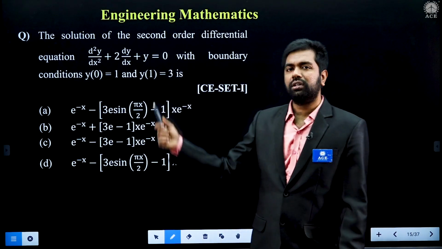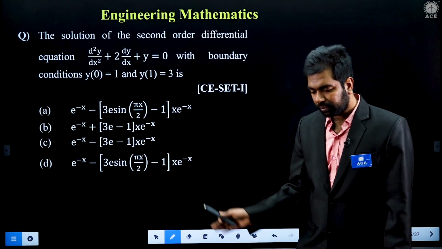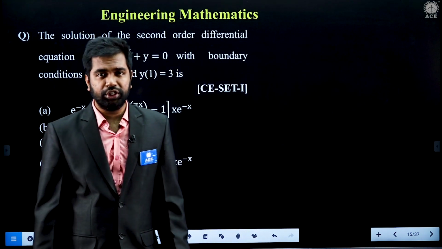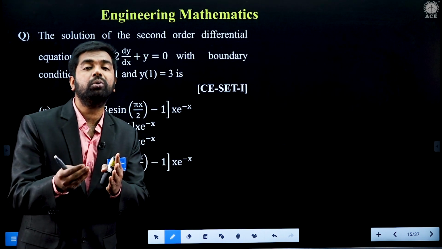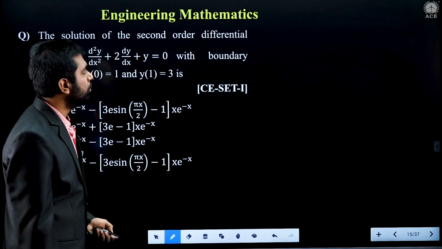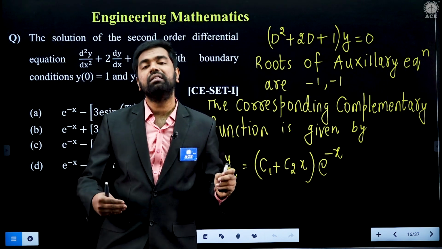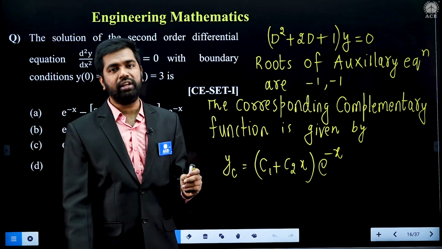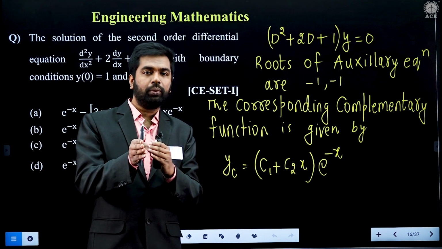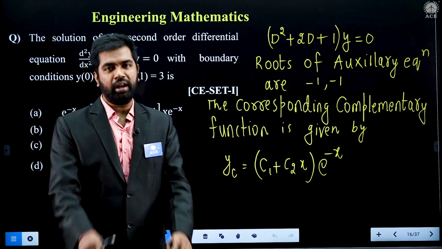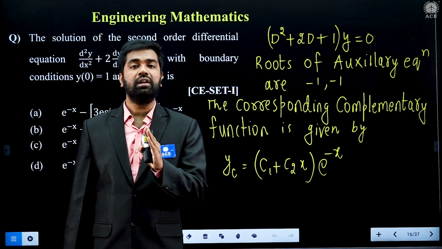After that, you have to use the boundary conditions and then find the values of the constants. So the first thing would be to write the auxiliary equation, find the roots of the auxiliary equation, and looking at the roots, comment about the complementary function. That's what we are going to do now. Look at this. I have rewritten the differential equation, and then I'm looking at the roots of the auxiliary equation. Look at the polynomial D square plus 2D plus 1. It can be written as (D plus 1) whole square. That means the roots are minus 1, minus 1. The nature of the roots is real and equal.